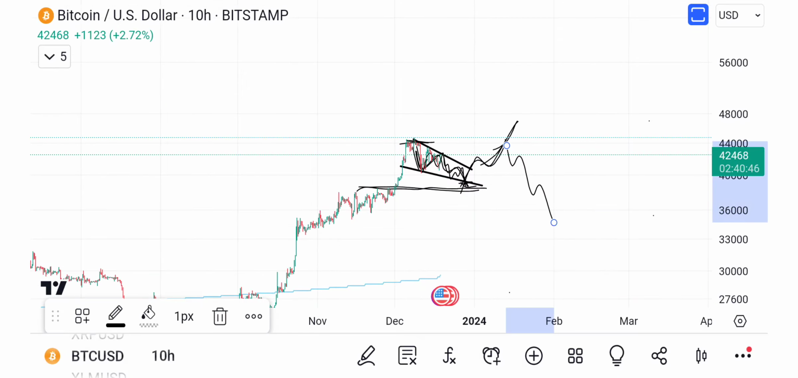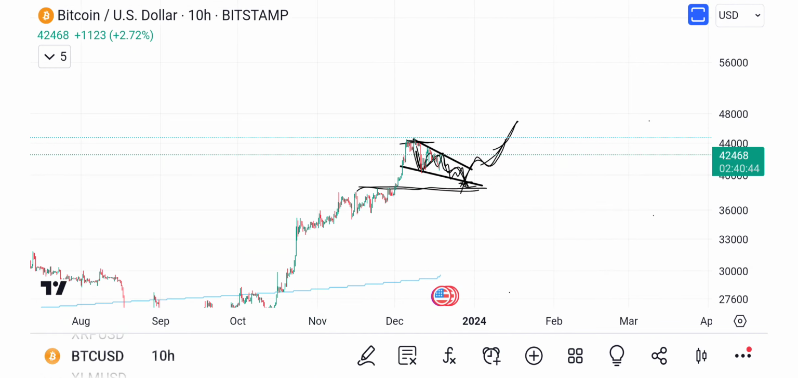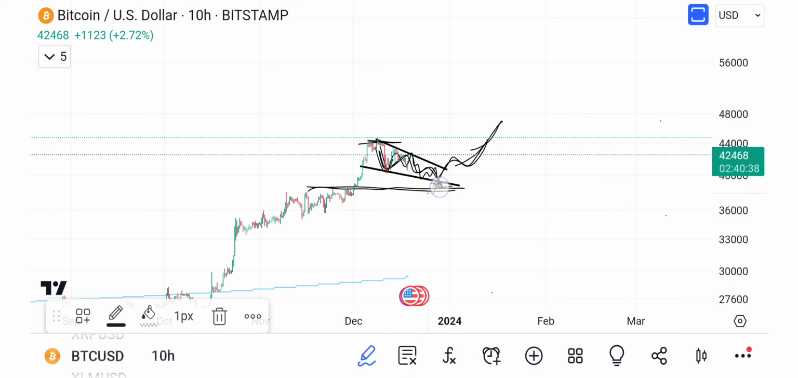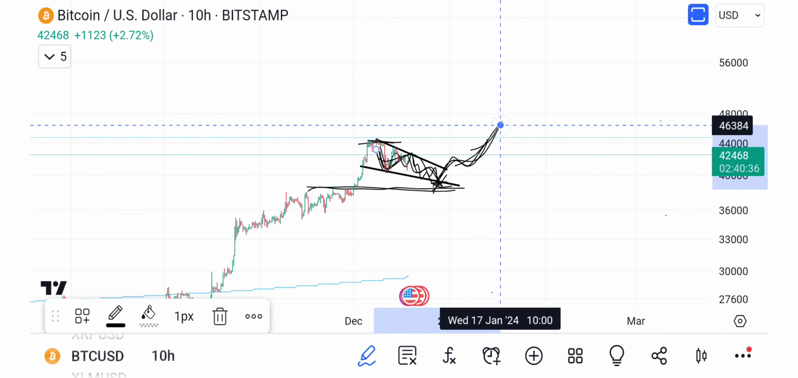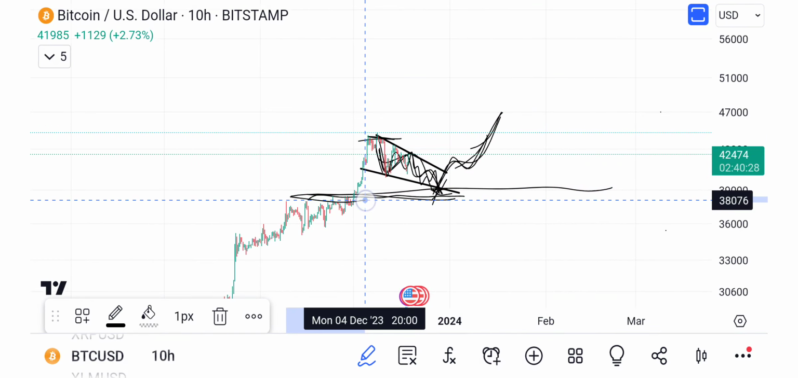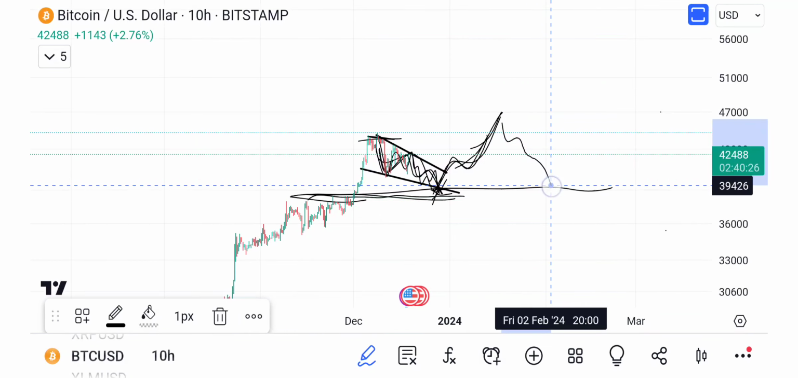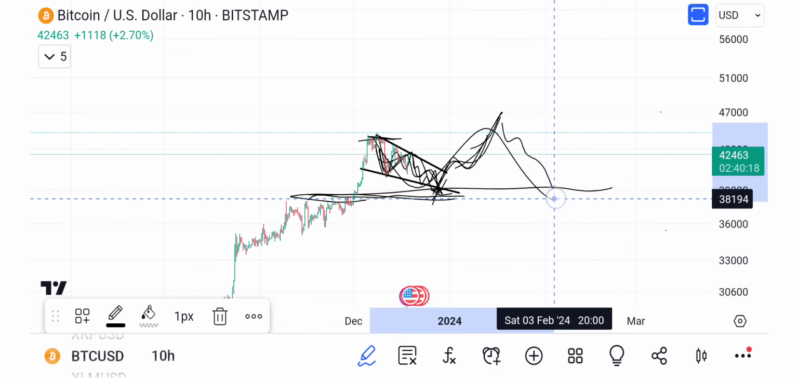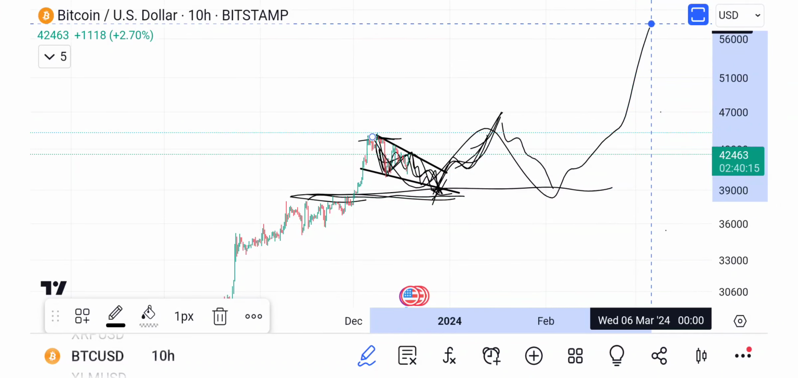So, if this is an ABC, right, where you have a diag and then an ABC, the question then becomes, do we hold this area right around that 38K, right? Because we could do something like that, where it's sort of like a running correction, boom, boom, boom, a running correction, and then we start heading up, which would be fine, right? It would just take longer. It would take a long time.